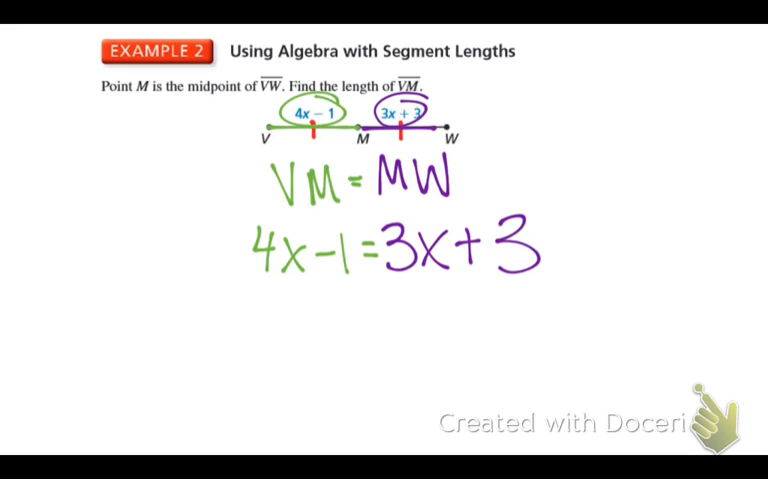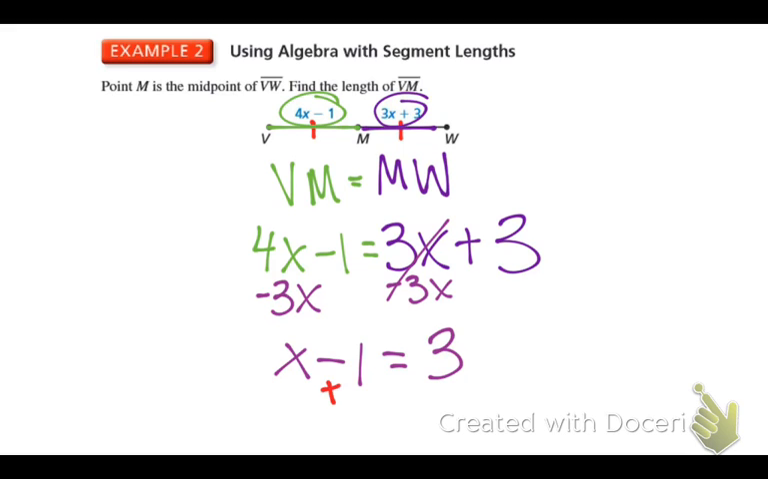Okay, so we have this little equation. I like to move the smallest x first. So where's my smallest x? 3x. So how do I move it to the other side? Subtract 3x. What is 4x minus 3x? X. So x minus 1 equals 3. What's my last step? Add 1, and x equals 4.